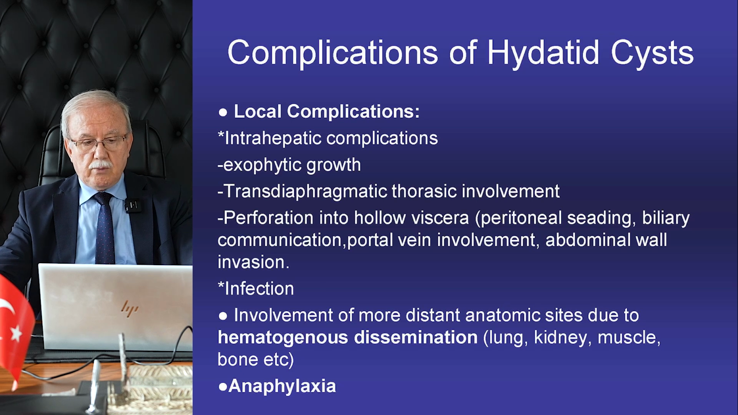Hydatid cyst has a lot of complications, like local complications, intrahepatic complications, exophytic growths, transhepatic thoracic involvement, perforation into hollow viscera, such as peritoneal seeding, biliary communication, portal vein involvement, abdominal wall invasion. Also infection, and involvement of more distant anatomic sites due to hematogenous dissemination, such as lung, kidney, brain, muscle, bone, and spleen, every other organ.